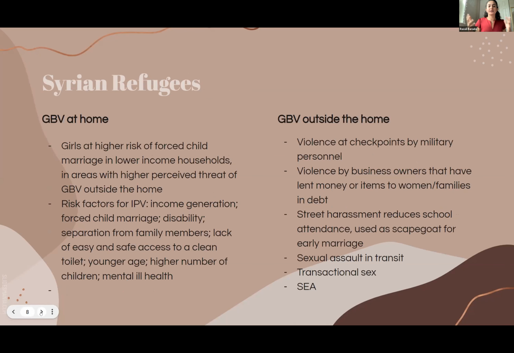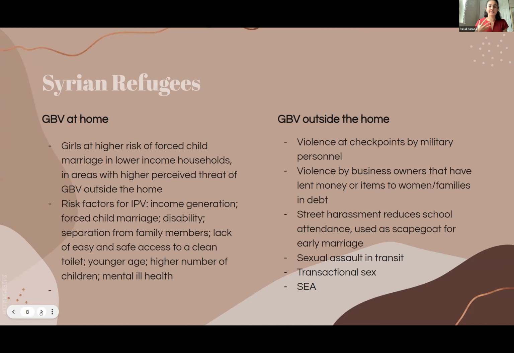There are also unclear distinctions between camp versus host community residents in terms of domestic violence, examples of which include intimate partner violence or non-partner violence, for example, within informal tented settlements, which is exacerbated by women participating in income generation activities, being separated from family members as a result of the conflict, having a disability or chronic illness, younger age, as well as other factors such as higher number of children.